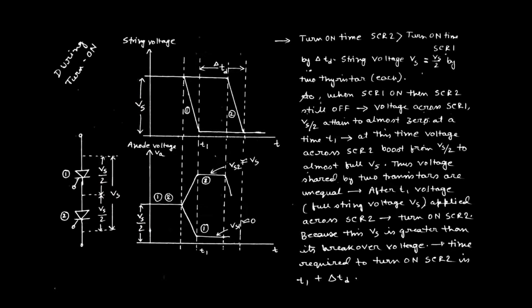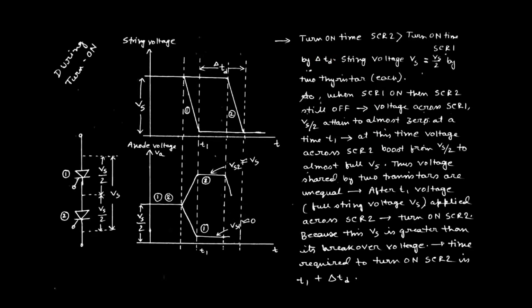Now what happens when the turn on process is initiated? Suppose the turn on time of SCR2 is large with respect to the turn on time of SCR1. The difference between these two turn on times is ΔTD, which is defined by Vs equal to Vs by 2. Sorry, Vs is the string voltage. This means ΔTD defines how much greater the turn on time of SCR2 is with respect to SCR1.